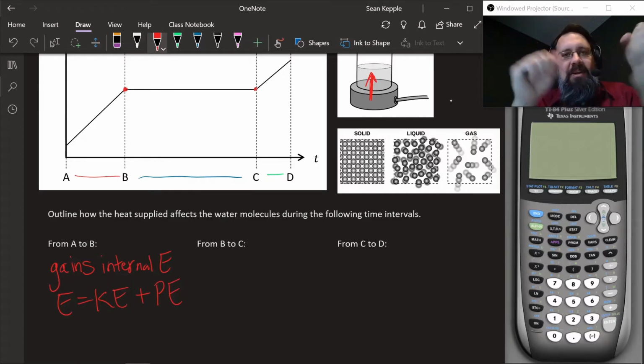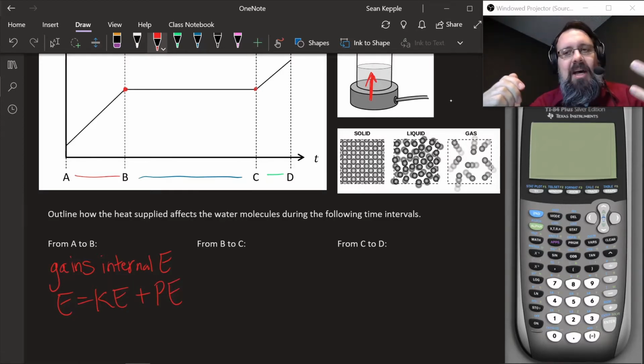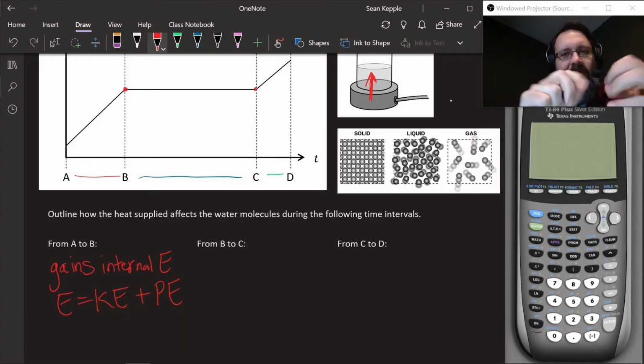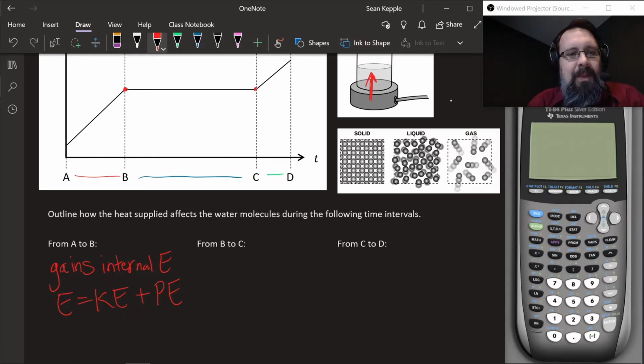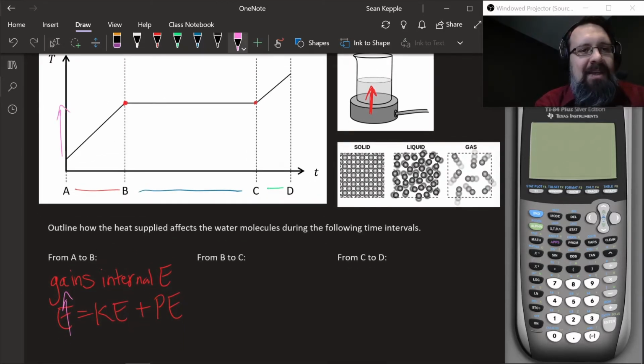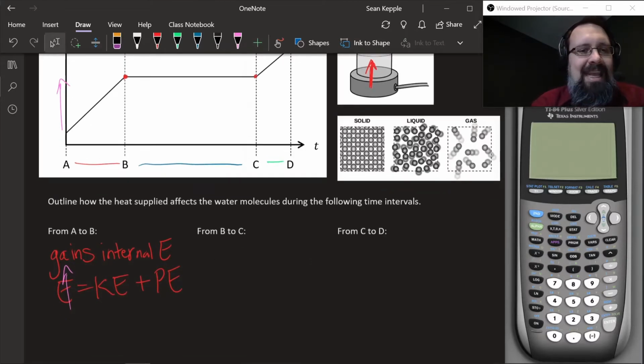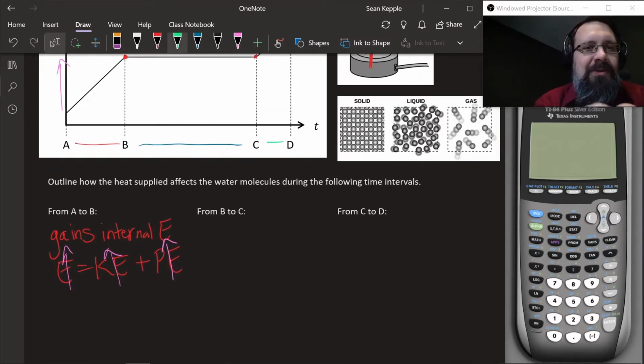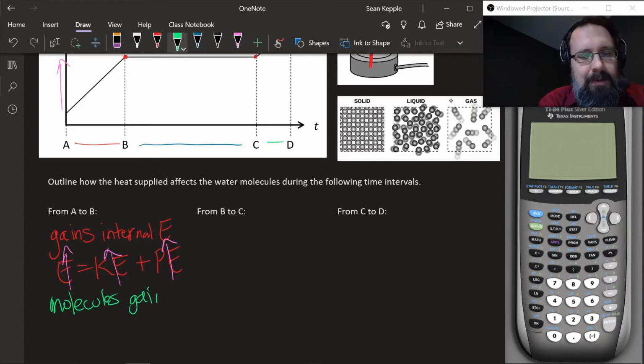We're talking about the kinetic energy of the random motions of the particles, and the potential energy in the separation, or those interparticle forces that are attracting the particles together. So it's gaining internal energy because of both. You can see that the temperature of this object is rising from A to B. So it's gaining kinetic energy, but it's also gaining potential energy. The water molecules gain kinetic energy and potential energy.